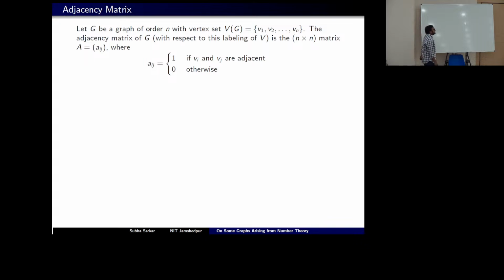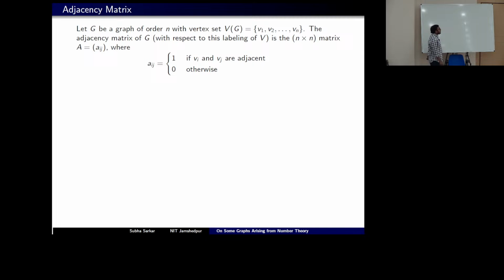Now, I define something called the adjacency matrix. This is the bridge between linear algebra and graph theory. Suppose we have a graph G with n vertices, and suppose we label the vertices as v1, v2, up to vn. We define the adjacency matrix of G like this. It is an n cross n matrix. The ijth entry is equal to 1 if vi is adjacent to vj, and the ijth entry is equal to 0 otherwise. Okay.